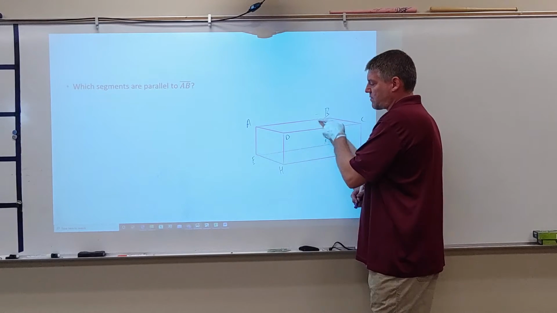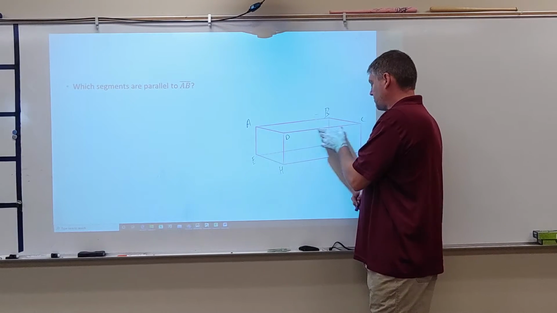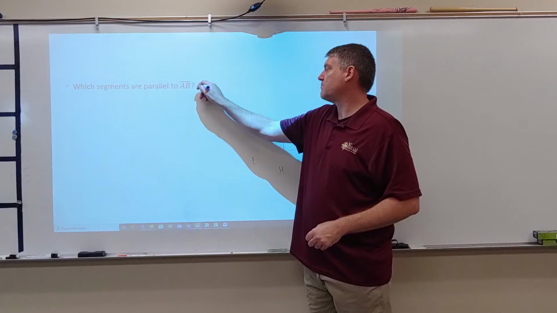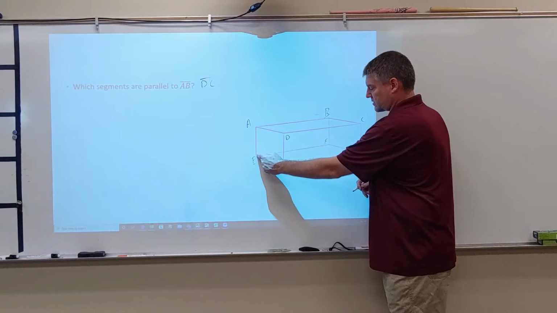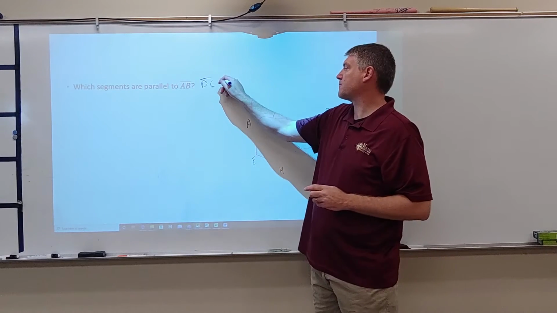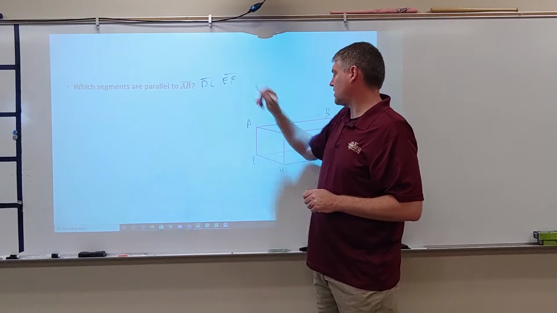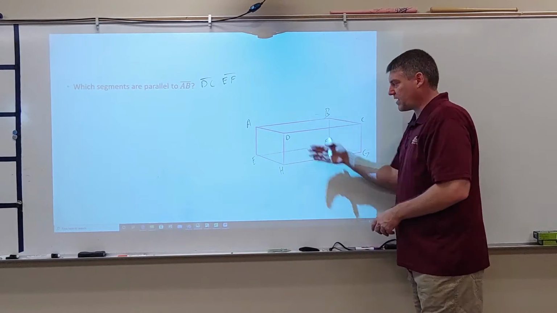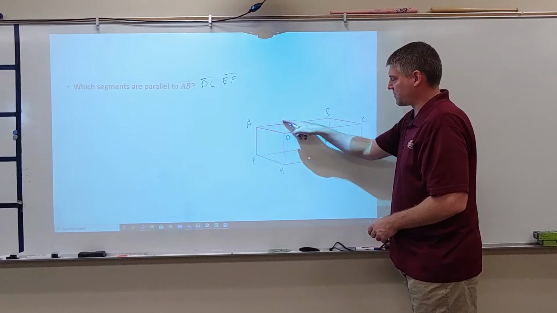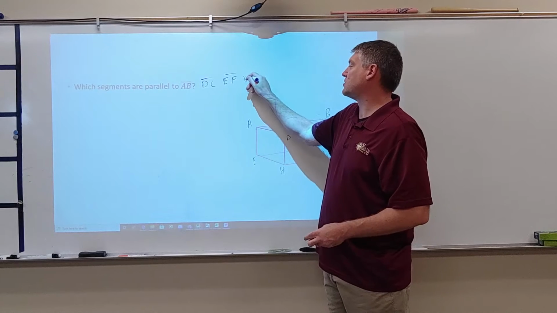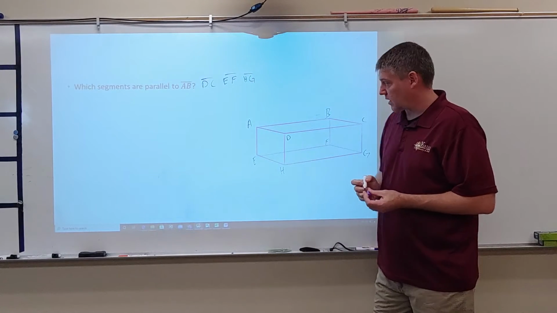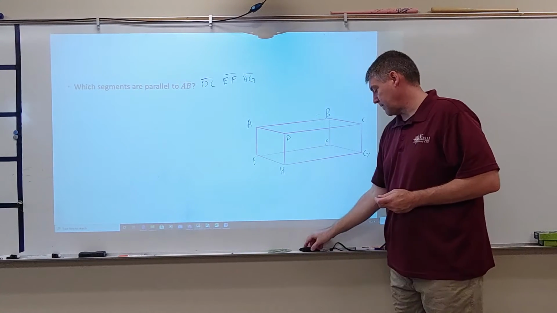So if I have AB, I also have DC. So DC is parallel. Well, what about the plane on the back side? So that would be EF. And then this is the hard one to see, because what if I had a diagonal plane coming from AB diagonally down to HG? So HG is also parallel to AB. Okay.